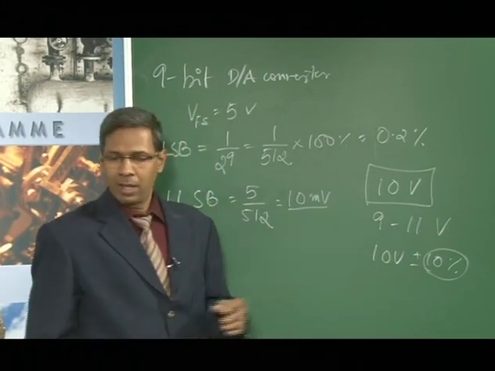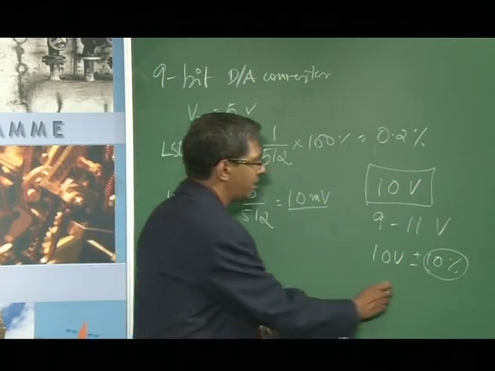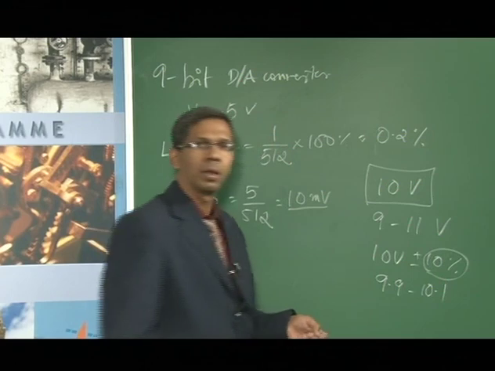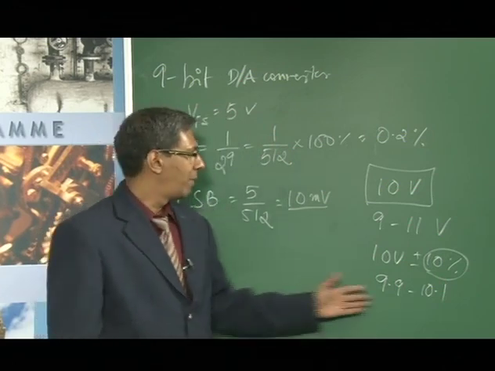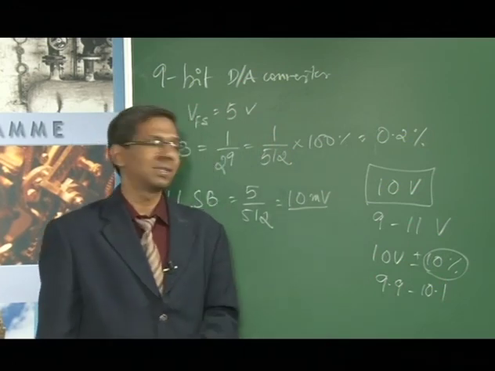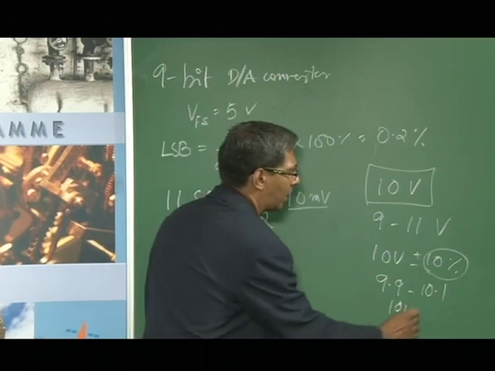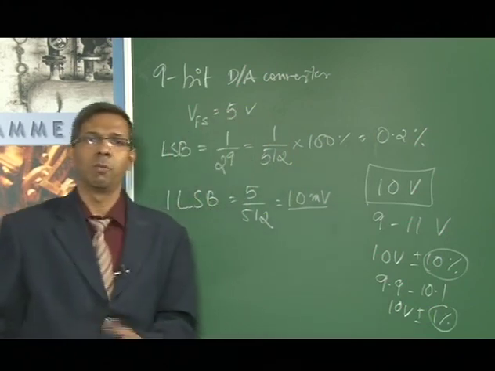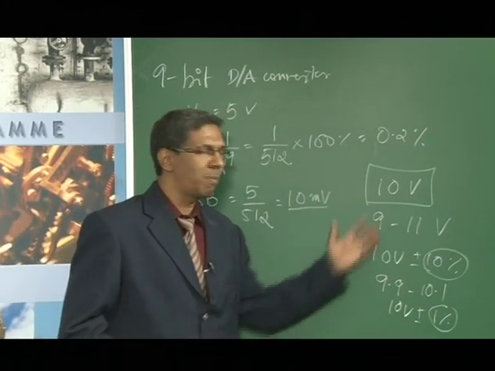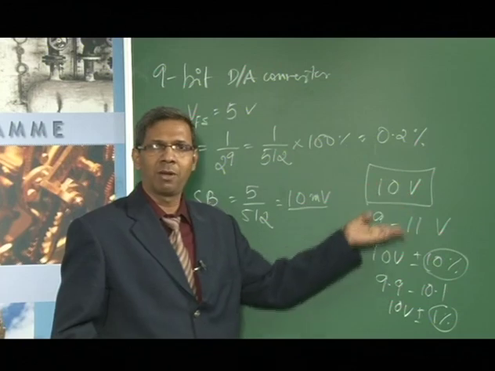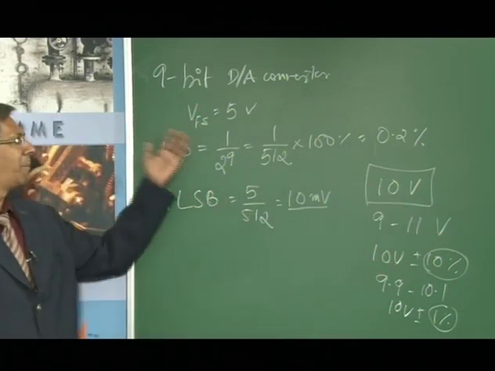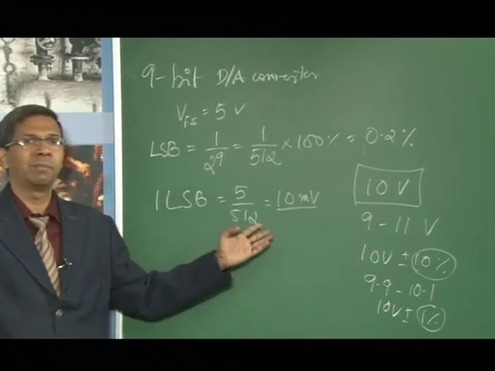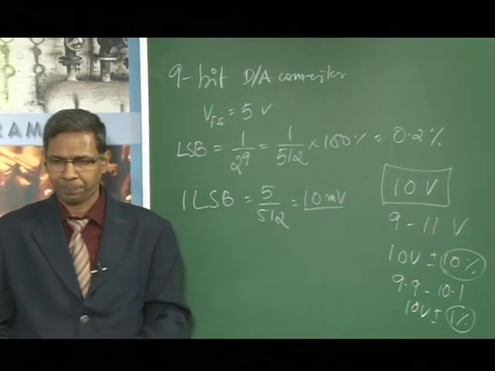If on the other hand, my D to A converter is giving the voltage in the range of 9.9 to 10.1 volts, what does that mean now? Variation is now 0.1 volt on either side, which is nothing but 10 volt plus or minus 1%. So the accuracy now becomes 1%. So accuracy is a measure of how close I am to the theoretical value, and resolution is a measure of LSB. Resolution can be expressed as a percentage or it can be expressed in volts.